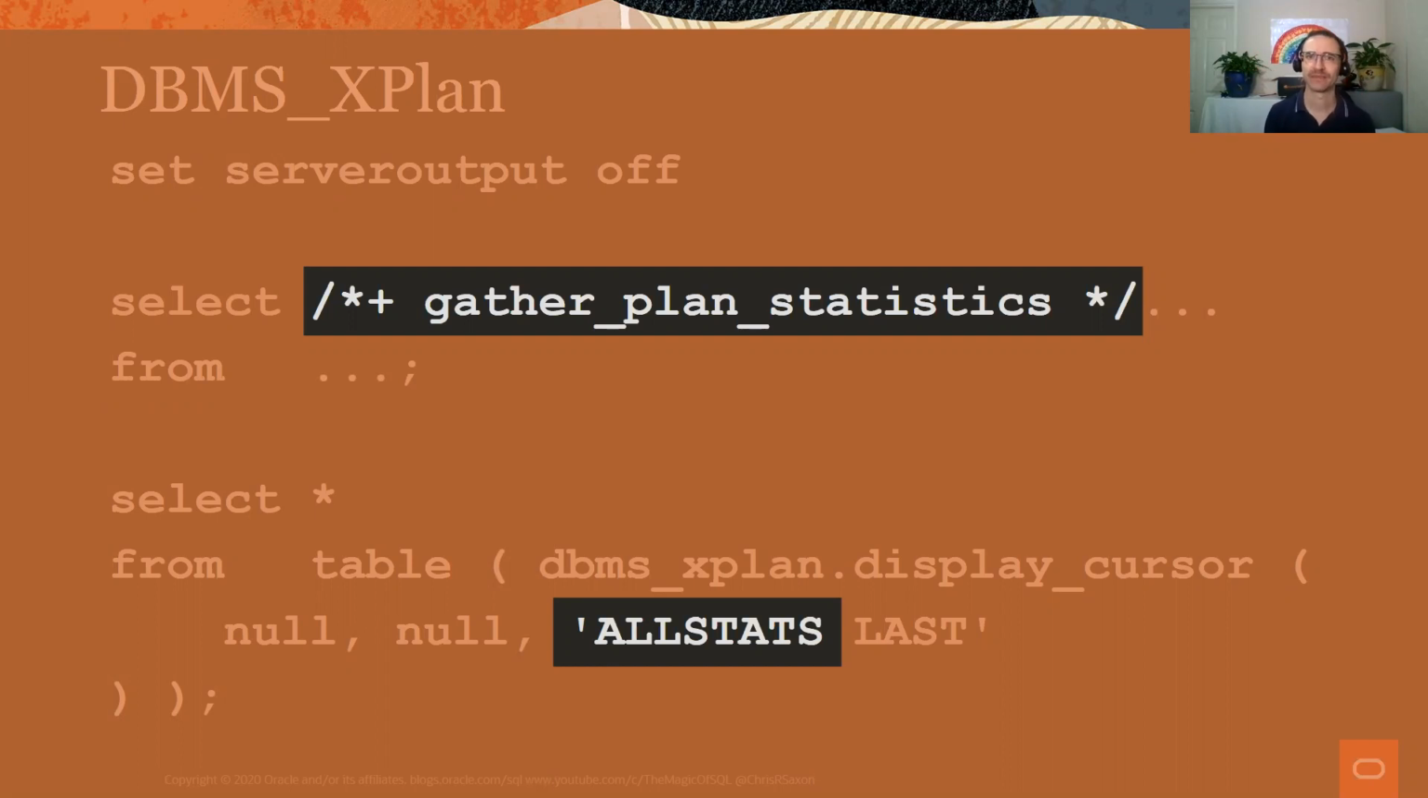And then use a format to display that information. There's a whole bunch of them available, but if you just use all stats, that will show you every possible thing, every metric that the database has captured about that plan. So it's easy enough to start with that. You can use different formats if you need to be a bit more targeted. Okay, so we've got our plan. We've stuck our gather plan statistics hint into the query, run it, and used DBMS Xplan to get it.